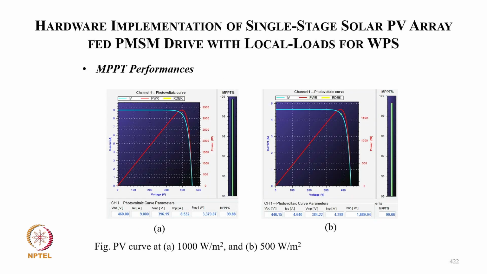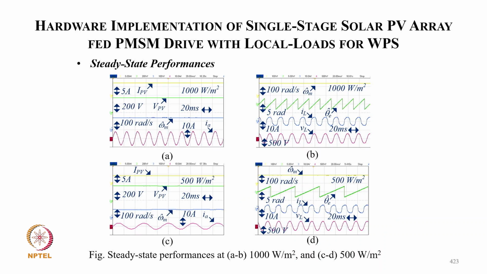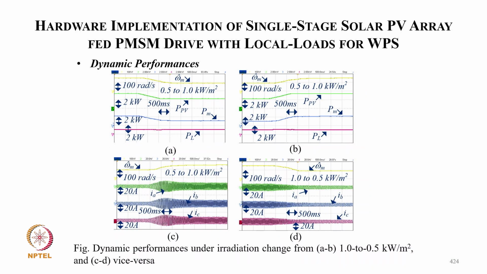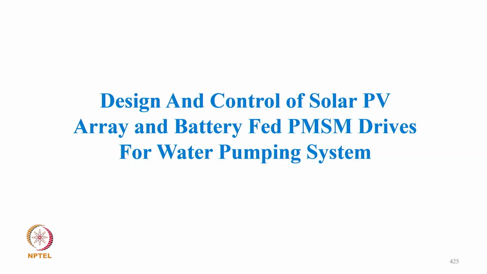And these are the experimental waveforms of the maximum power tracking performance of the solar array at 1000 watt per meter square and 500 watt per meter square. And these are the responses of PV array, PV voltage, and then the speed, the motor current and the position, then the load voltage and load current. Load voltage remains constant in spite of feeding the nonlinear load. And then the motor current and PV array. And this is the response during solar insolation decrease and increase.